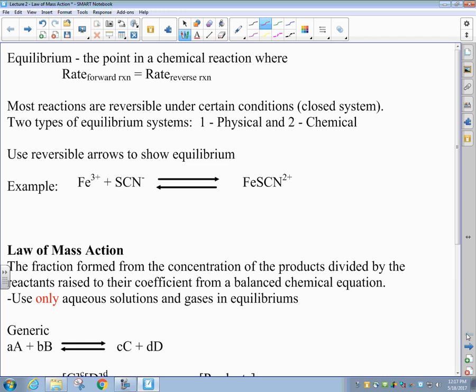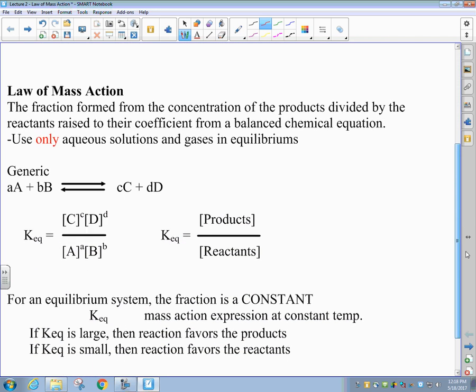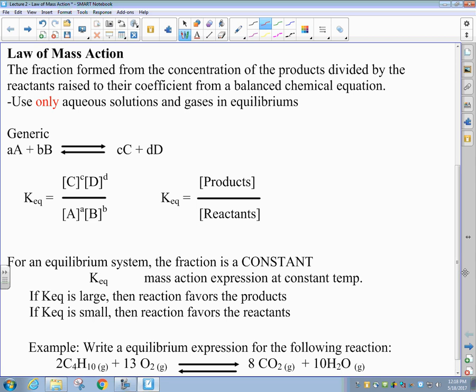Now, we can collect concentrations at equilibrium and experimentally determine something that is called the law of mass action. The value that we get from the law of mass action tells us where we can find most of our material in our closed system, whether the majority of the material is on the reactant side or on the product side. The formal definition of the law of mass action shown here is the fraction formed from the concentration of the products divided by the reactants, each raised to its coefficient from the balanced chemical equation.